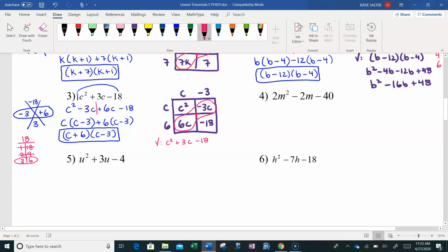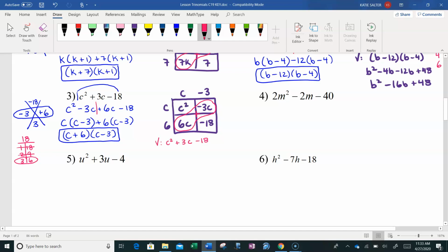All right, so I boxed in this one, and you can see that we have c squared, and then 6c and -3c adds to positive 3c minus 18. And when you come back, you can check that that was the original trinomial that we were given. Let's look at number 4.